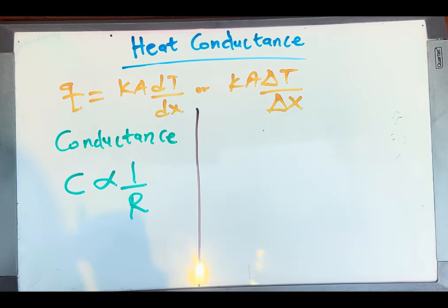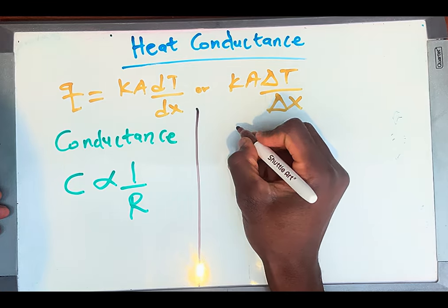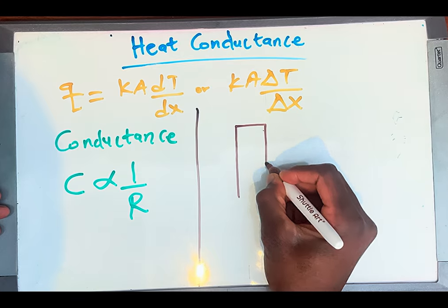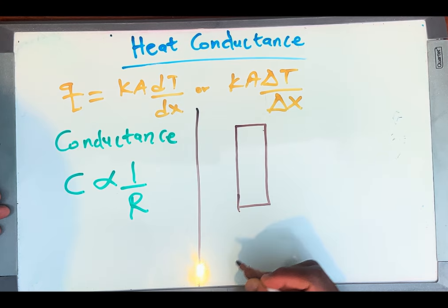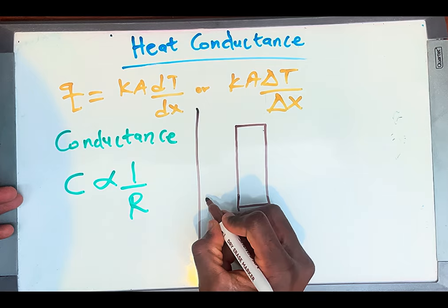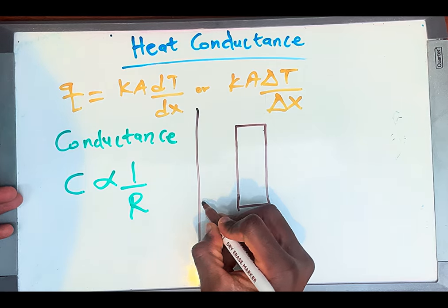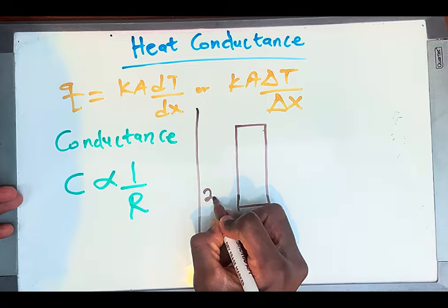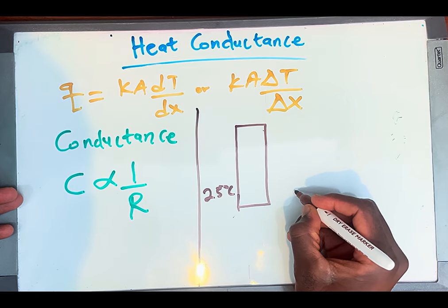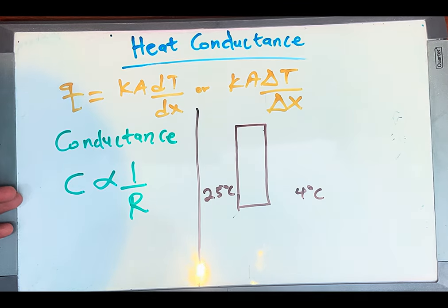Now, before we can determine how good a material is in transferring heat, three things need to be taken into consideration. Imagine that this is the material whose conductance I am going to test, to determine whether it has a good conductance or not. I have a temperature on each side. Let's say the inside of the room is at 25 degrees Celsius, and the outside of the room is at, let's say, 4 degrees Celsius.